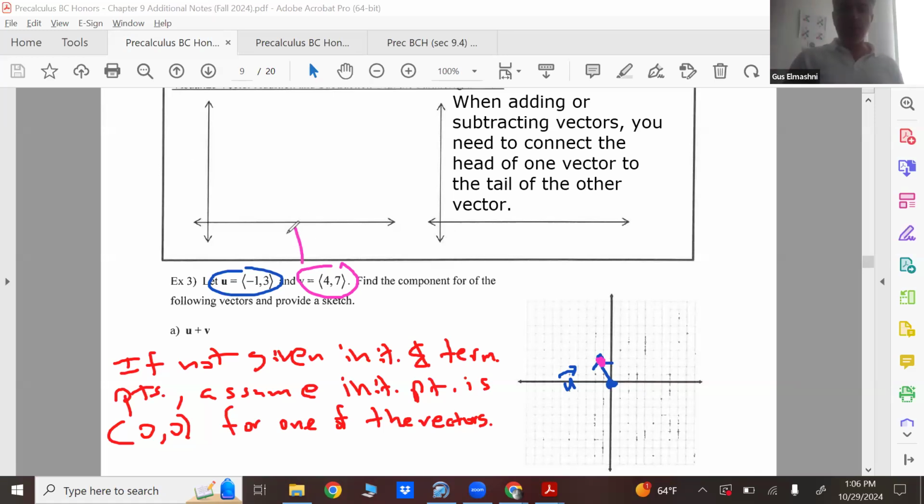So my initial point here is negative 1 comma 3. So now let's go 4 right and 7 up. So go 4 right. What's 4 right of negative 1, guys? And 7 up from 3 will be 10. So I'm gonna go to 3 comma 10 now. So we're here, then 4, 5, 6, 7, 8, 9, 10.